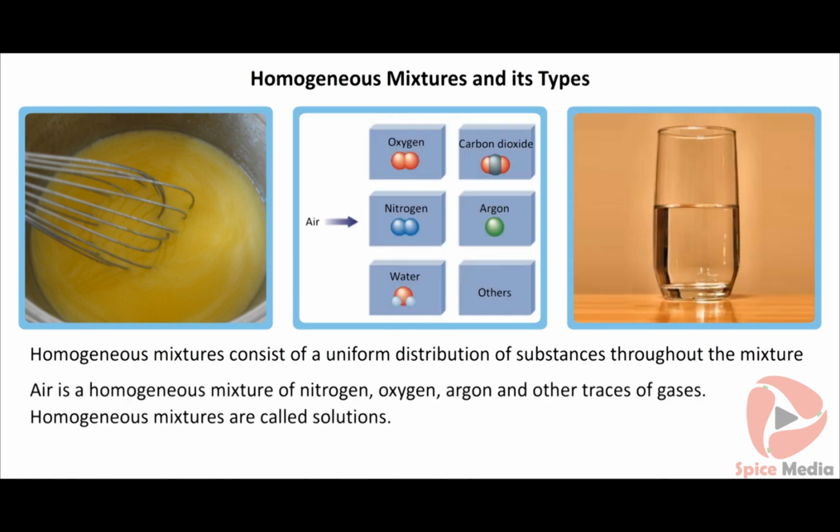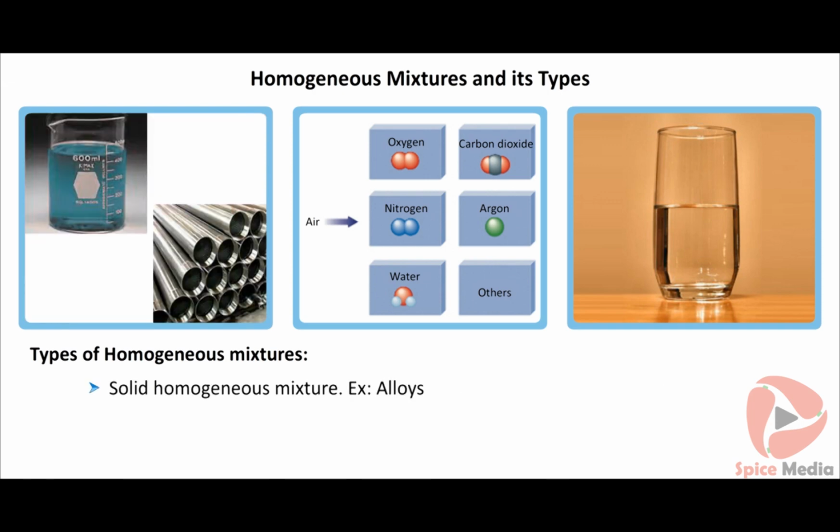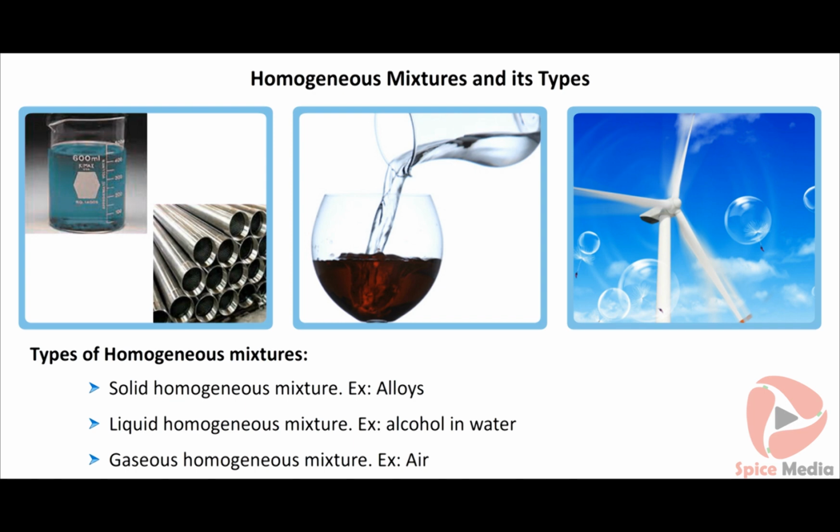Air is a homogeneous mixture of nitrogen, oxygen, argon, and other traces of gases. Homogeneous mixtures are also called solutions. All the ingredients of homogeneous mixtures necessarily have to be in the same physical state. There are three types of homogeneous mixtures. They are solid homogeneous mixtures, for example alloys; liquid homogeneous mixtures, for example alcohol and water; and gaseous homogeneous mixtures, for example air.